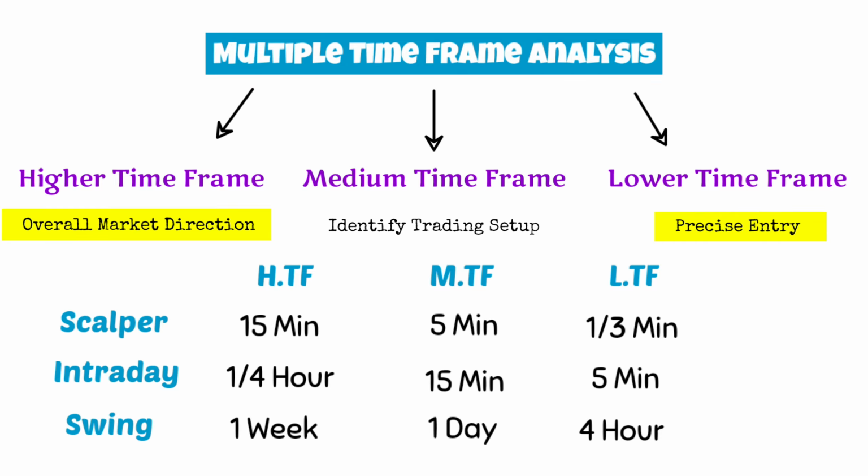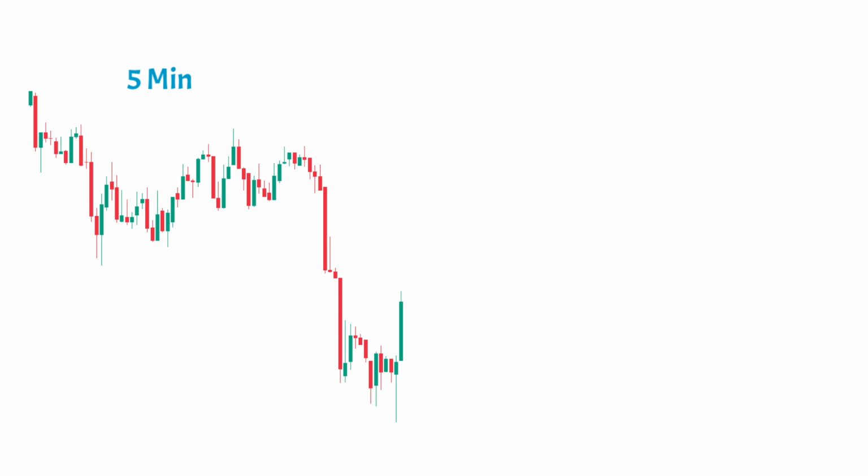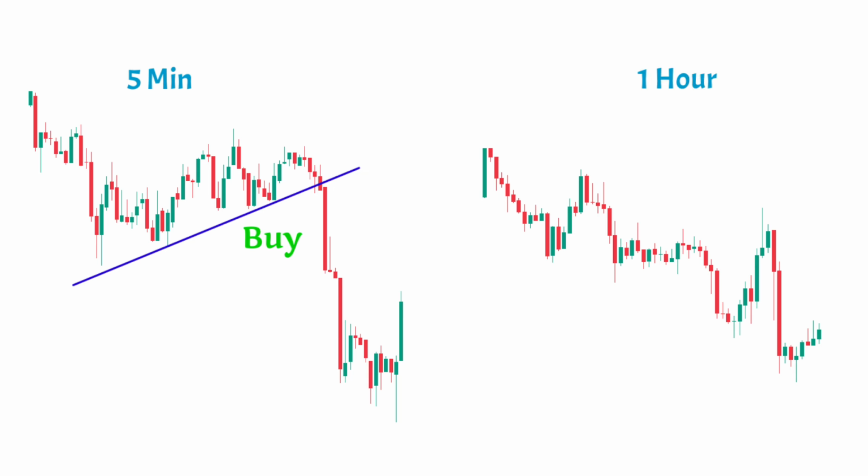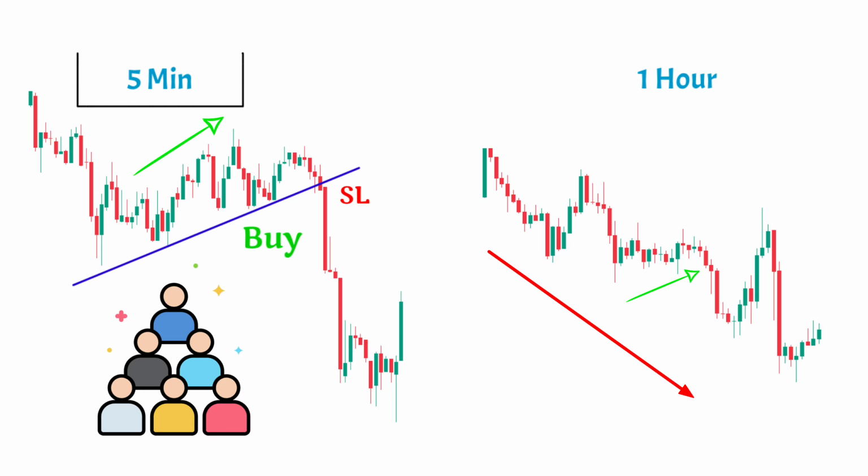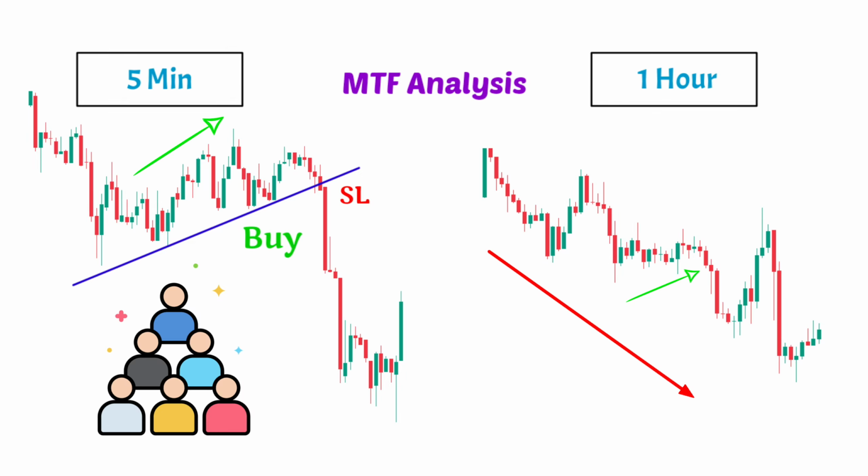Now, you might be wondering, why isn't one time frame enough? Let's say you're only looking at a 5-minute chart. The price appears bullish, so you decide to enter a buy trade. But if you had checked the 1-hour or 4-hour chart, you would have noticed that the overall market is actually in a strong downtrend, and that bullish move on the 5-minute chart was nothing more than a small pullback. After a while, sellers step back into the market, the price starts falling again, and your stop loss gets hit. This is one of the most common mistakes beginners make. They focus only on the lower time frame and completely ignore the overall market trend. And that's why multiple time frame analysis is so important.